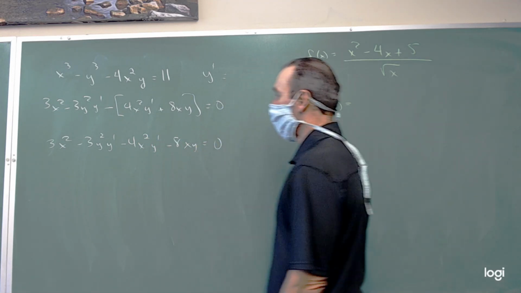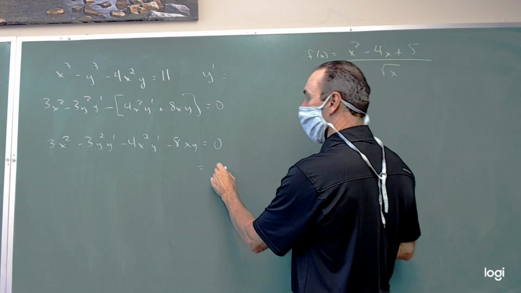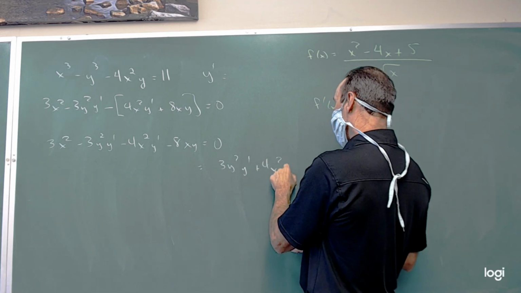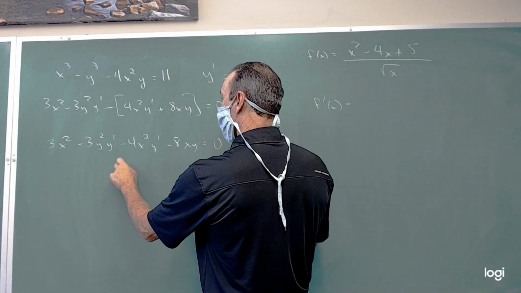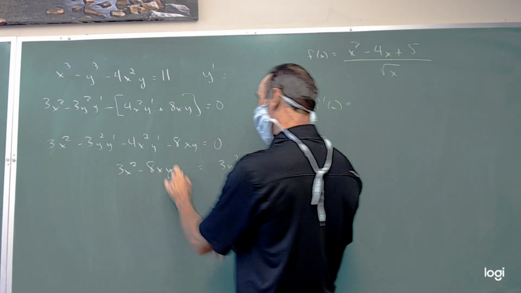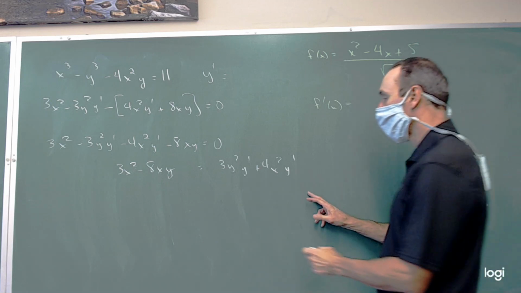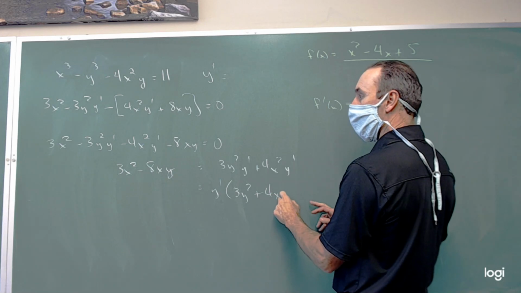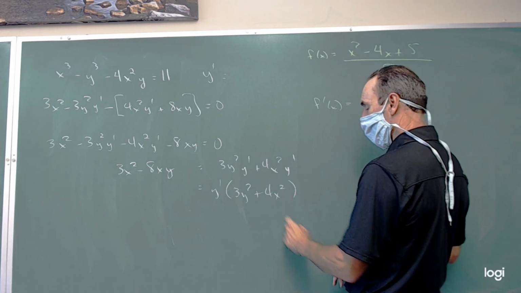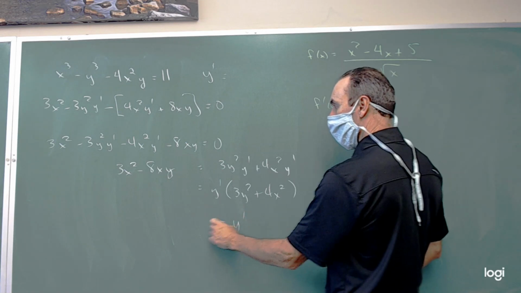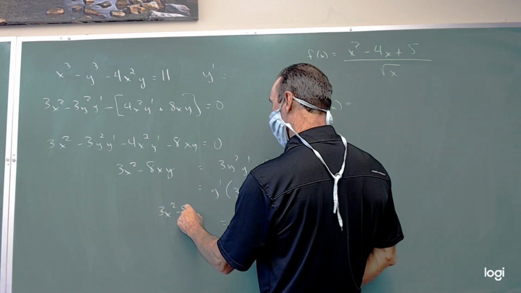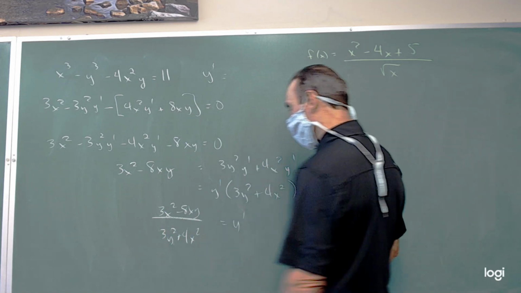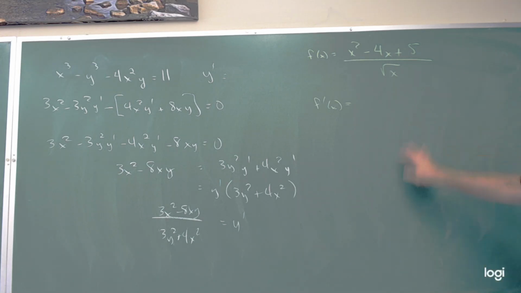So I'm going to add the y prime terms to this side so we can make them be positive, although you don't have to do it this way. The y prime terms are going on one side, and the non-y prime terms are going to the other side. We can factor the y prime out here, and then we can divide that over. So we'll get our 3x squared minus 8xy all over 3y squared plus 4x squared as our derivative. I'm going to give this one a shot.